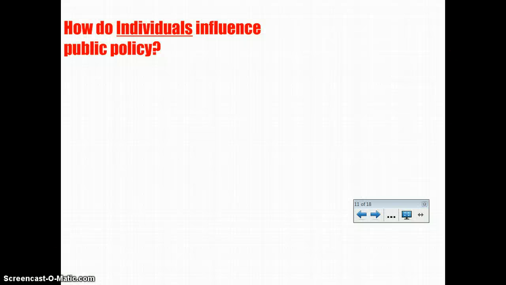The next thing that we're going to focus on is how individual people and individual citizens can influence public policy. So myself as a teacher and yourself as students, we would fall under this category. How can we influence lawmaking and public policy?